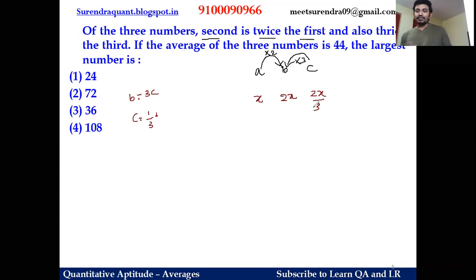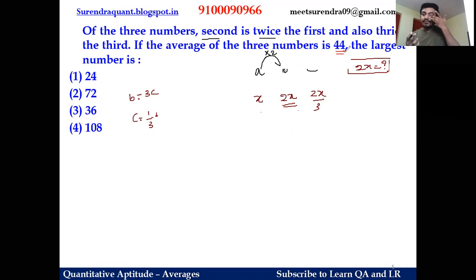What is the largest number? The largest number is 2x. Now our intention is to find the value of 2x, right? The value of 2x you are supposed to find. For that, he mentioned that the average of three numbers is 44. So friends, if the average of three numbers is 44, what is the sum of the terms?